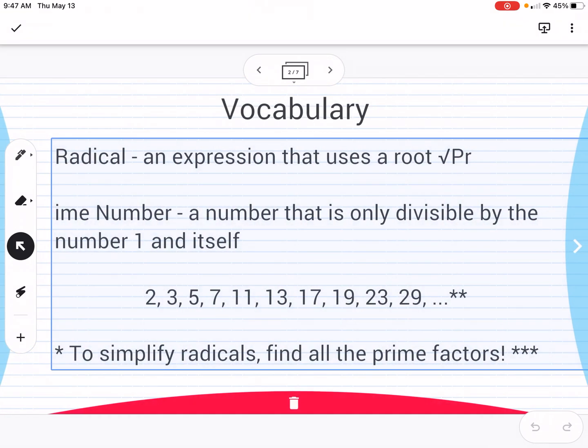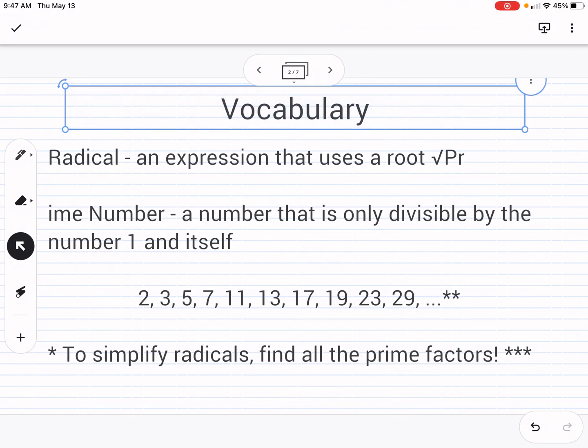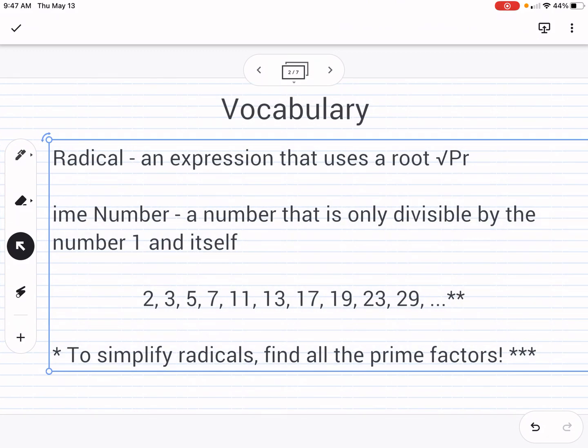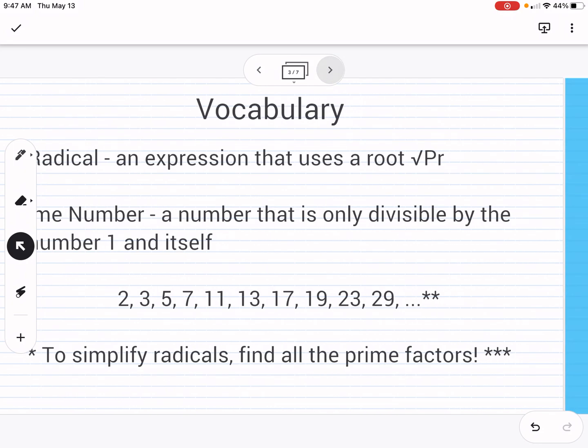Anytime I'm using the term radical, I'm talking about an expression that contains a root. Prime numbers are numbers that are only divisible by the number 1 and itself. And then to simplify radicals, all you have to do is find the prime factors.